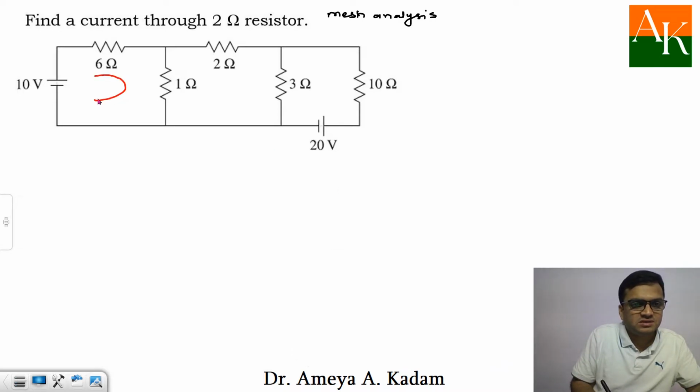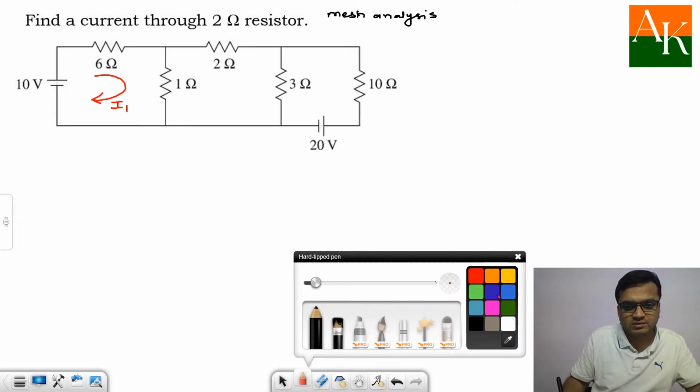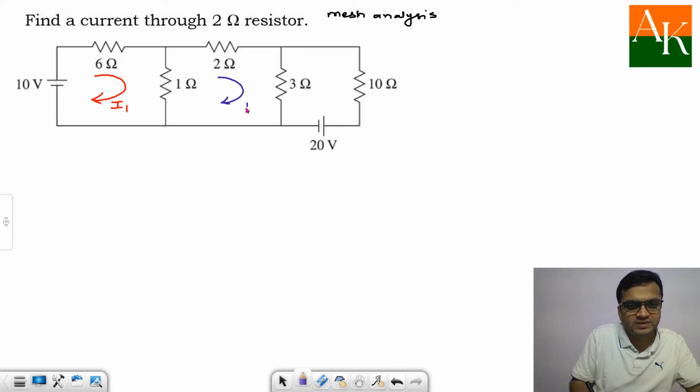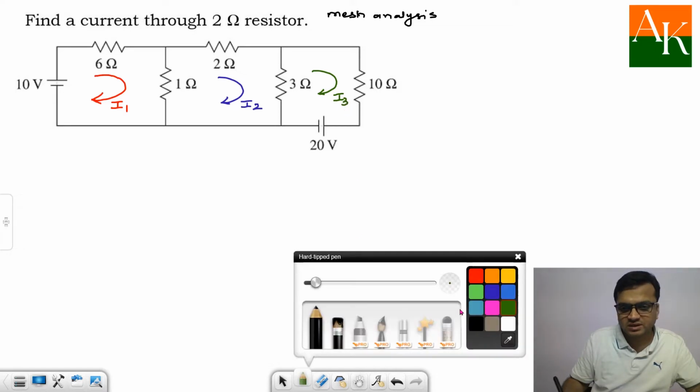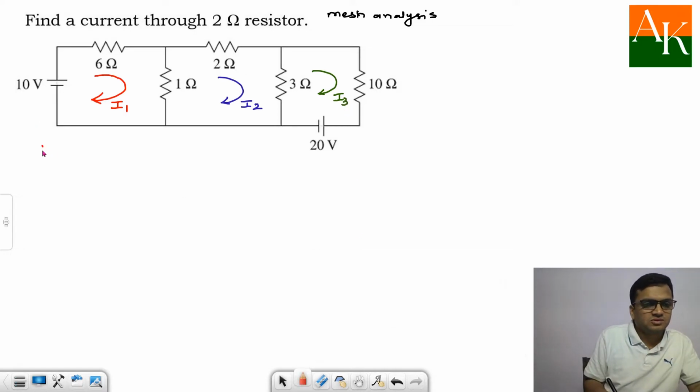I will assume the currents in a clockwise manner. Here I am assuming I1 in clockwise manner, I2 in the second mesh, and in the third mesh I will have I3 over here. I will apply KVL in each mesh and I will obtain 3 equations. So, KVL in mesh 1.